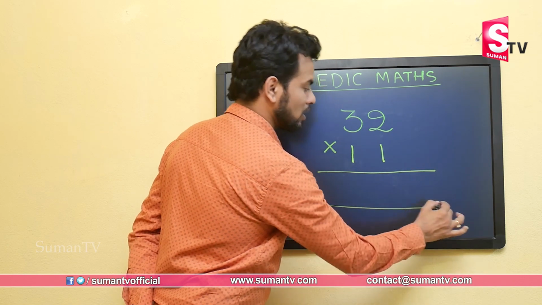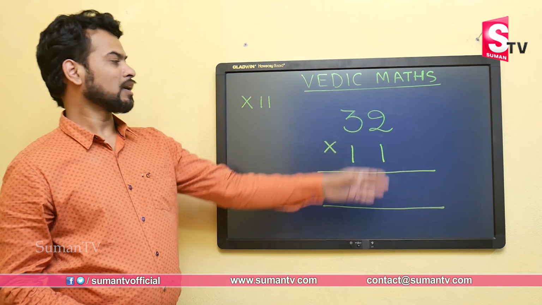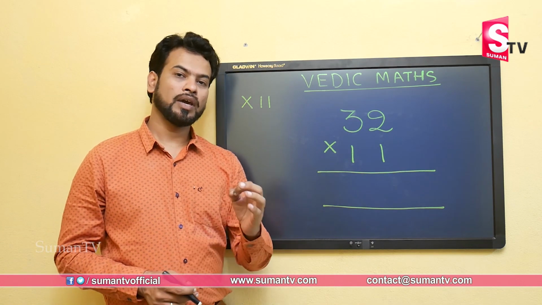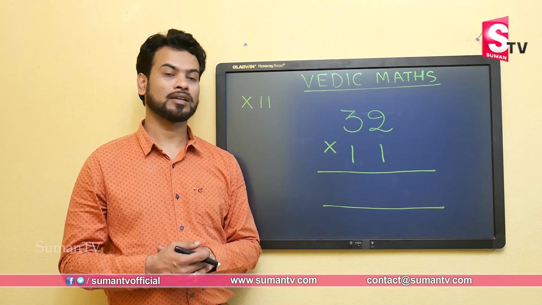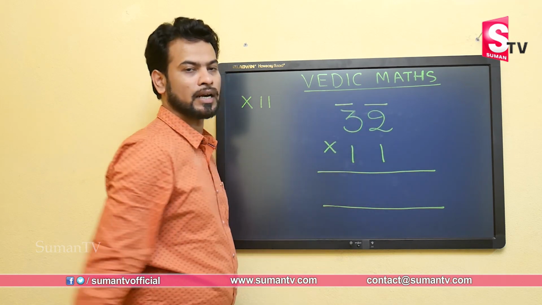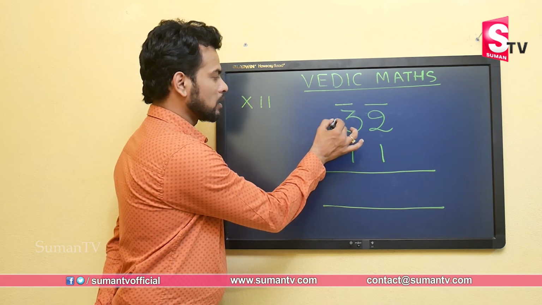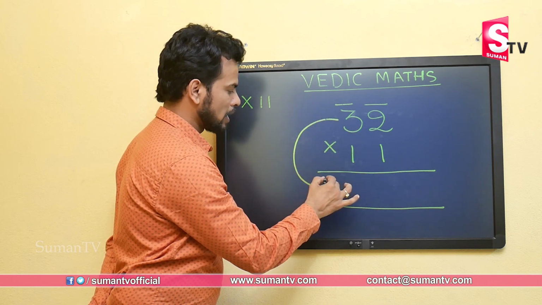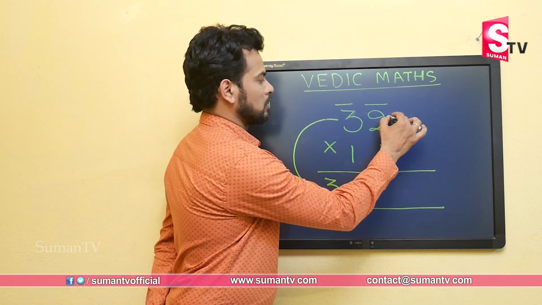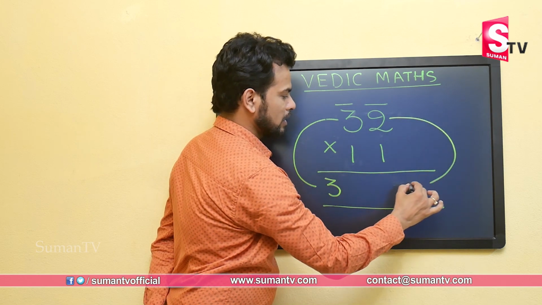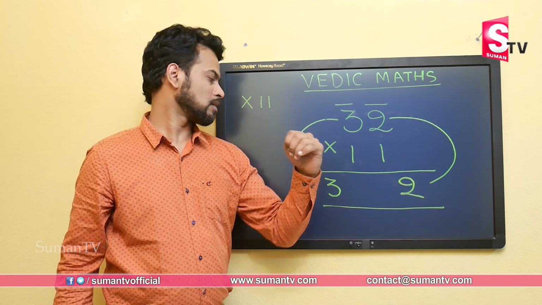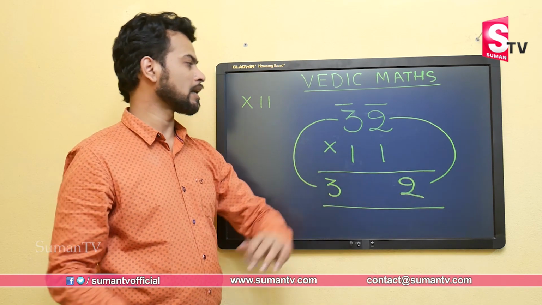Okay, so we have a very easy trick. You don't need to multiply with 11. You don't need to learn 11 table, but with a very easy trick you can get the answer. Okay, in 32 we have two numbers. One is a right side number, one is a left side number. So what we will do is the left side number we will place in left side answer. The right side number we will place as right side answer. So we got left hand side answer and we get right hand side answer.